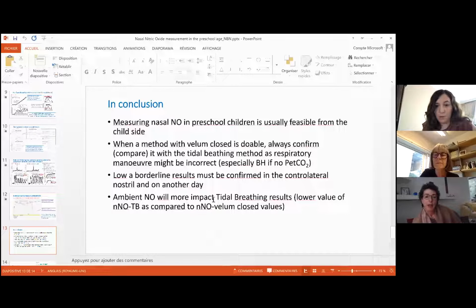And when you have a method with the velum closed, it's quite useful in this age group to confirm it with a tidal breathing method if you don't have a PET CO2, but I suppose most of you don't have this technique available. And low or borderline results must be confirmed in the contralateral nostril or on another day or with another technique, etc. And then the ambient NO will, of course, impact tidal breathing results more than results obtained with the velum closed, because the value of NO is lower. So it's a question of proportion.